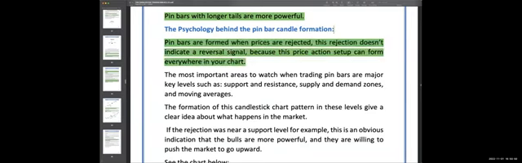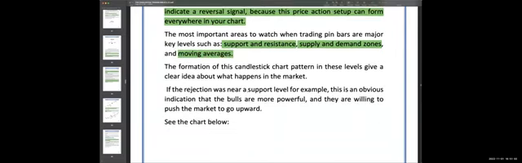The most important areas to watch when trading pin bars are the major key levels, such as your support and resistance, your supply and demand zones, and moving averages, like I explained. The formation of this candlestick chart pattern in these levels gives a clear idea about what happens in the market. If the rejection was near a support level, for example, this is an obvious indication that the bulls are more powerful and they are willing to push the market upward.